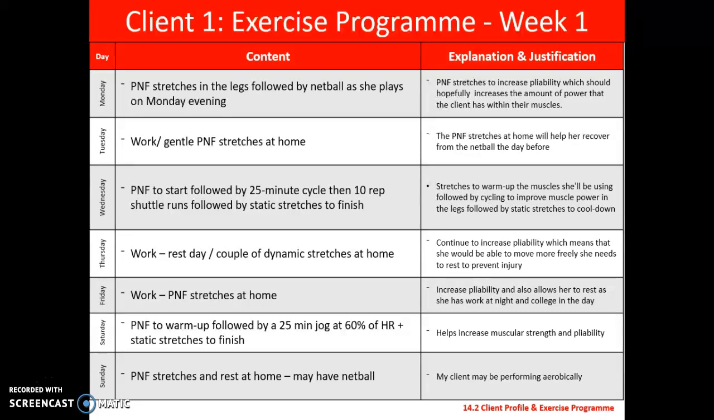On Saturday, I would give her a PNF warm-up and then have a 25-minute jog at 60% of her maximum heart rate and static stretches to finish. The PNF warm-up is again to increase the pliability, but also to increase the amount of muscle power she can have whilst jogging. This enables her to run faster. However, she would only need to be running at 60% of her max heart rate anyway. I've chosen this because it is an aerobic event, and when she is playing netball, she's mostly working aerobically.